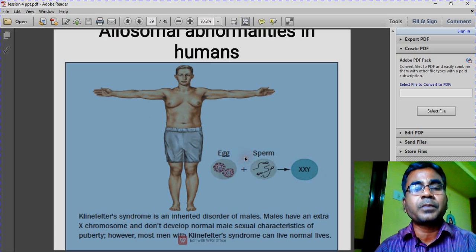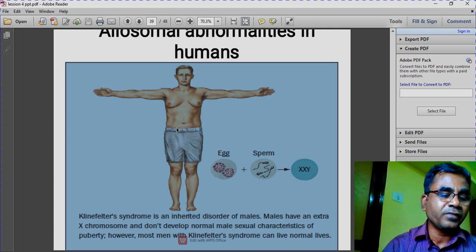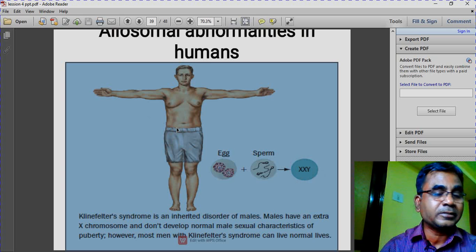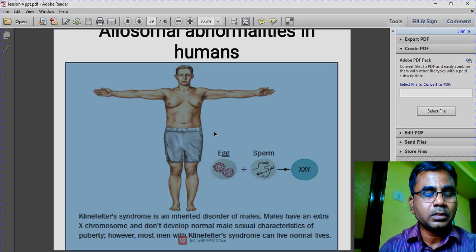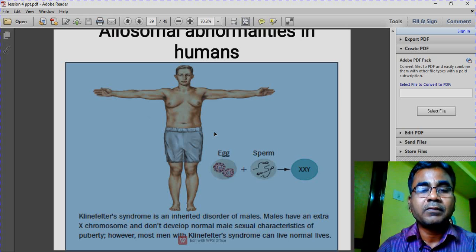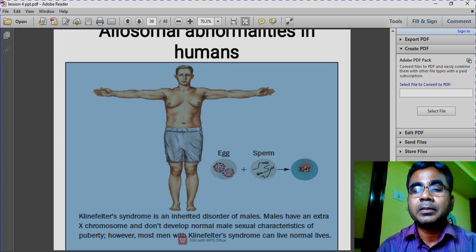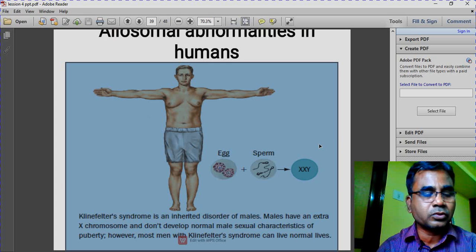So this is causing a problem. This will provide this individual some of the female characters. So some of the female characters will be there in this person. Actually the genotype is 47 XXY. Total number of chromosomes is normally 46, but 47 in this case, because the extra X chromosome is there.